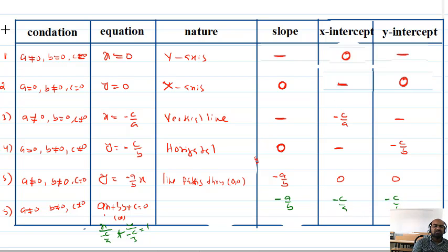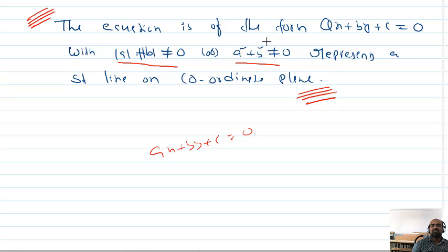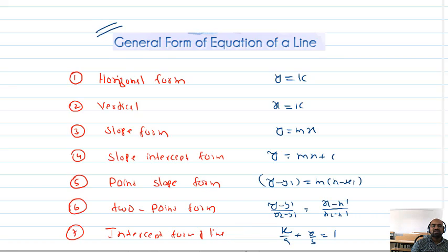Students, listen. After completion of all these 6 cases, this 6th case, not 5th case, what is our conclusion? Final conclusion, I will write. The equation of the form ax plus by plus c equals 0 with this condition will represent a straight line on the coordinate plane. This is called the general form of a straight line. General form of a straight line means ax plus by plus c equal to 0.